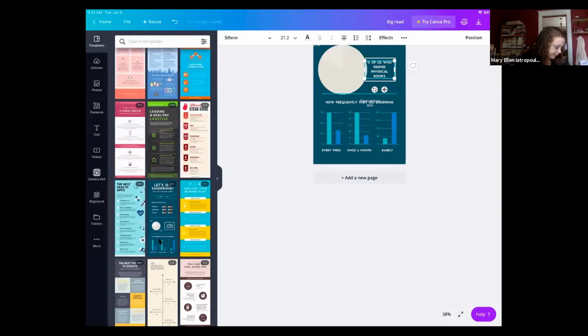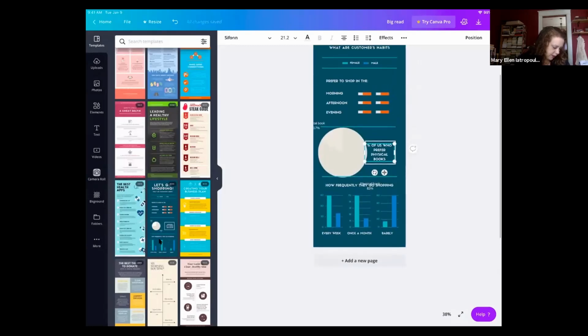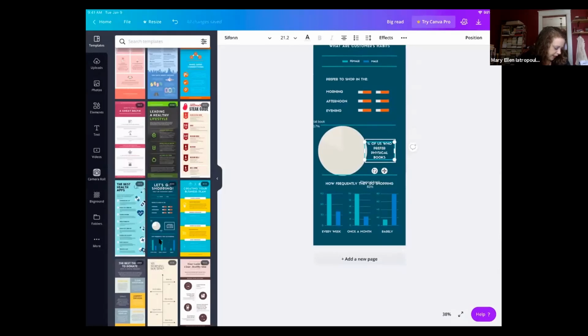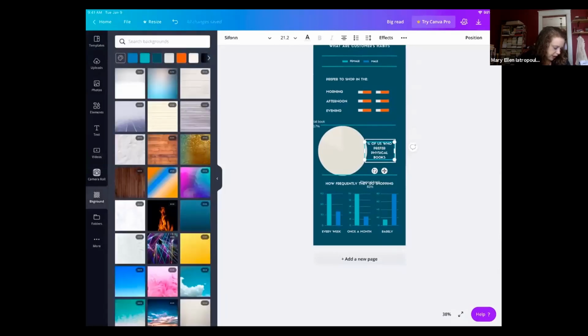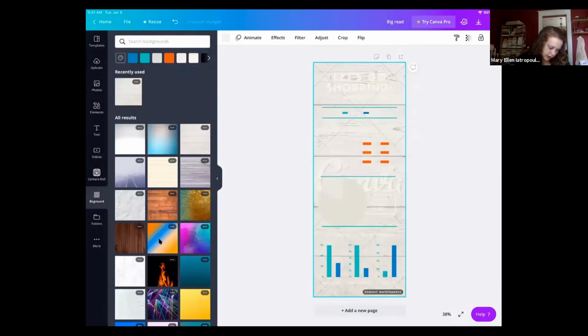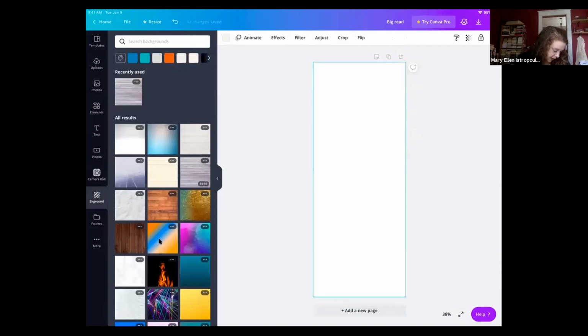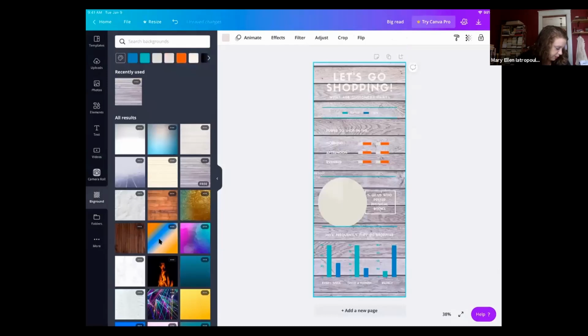So say that you didn't necessarily want to start with a template, but rather you wanted to start with some kind of funky background that is part of the free Canva package. You would just kind of shop around.